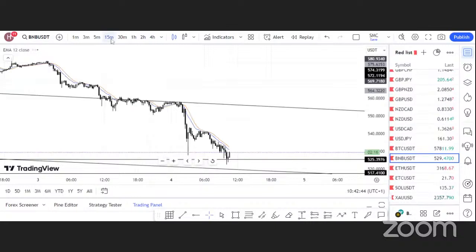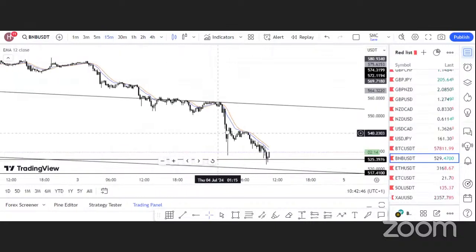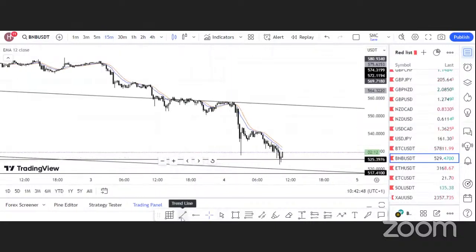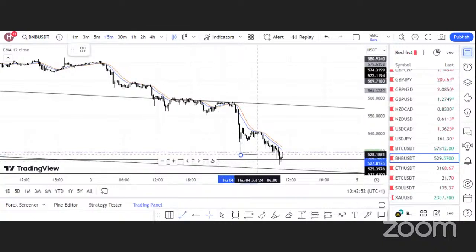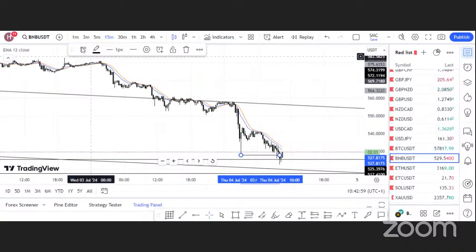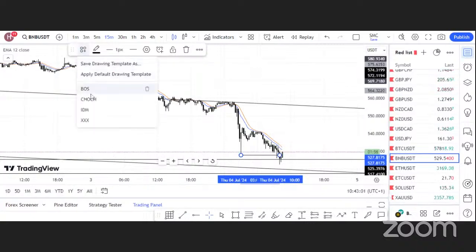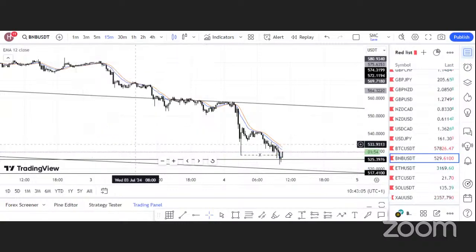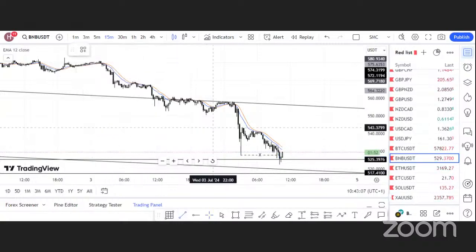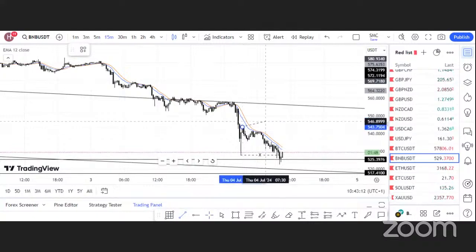So if that's the case, what I'm expecting the market to do here before I open a position is I expect the market to go above this level.